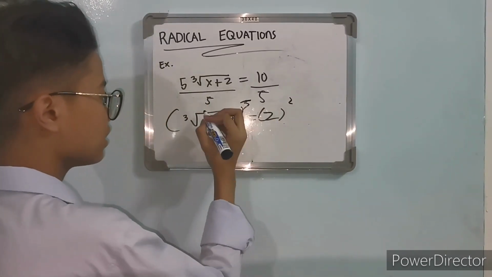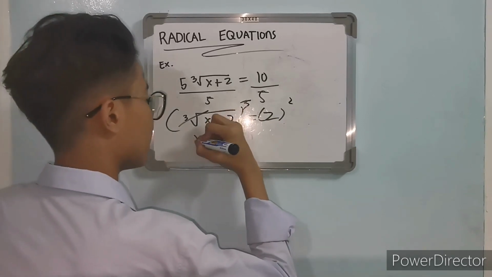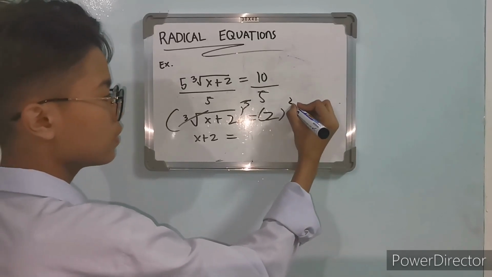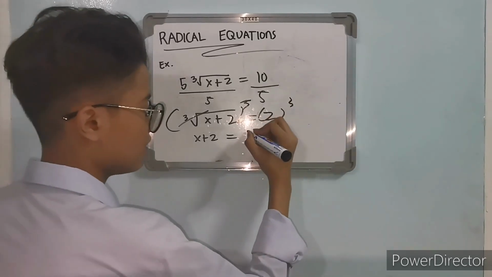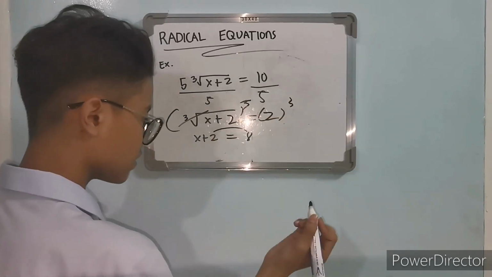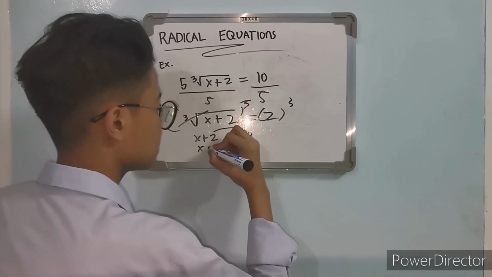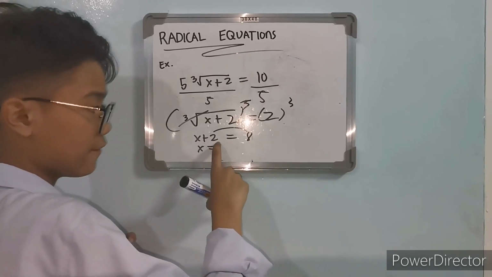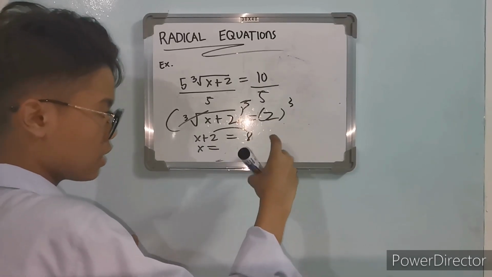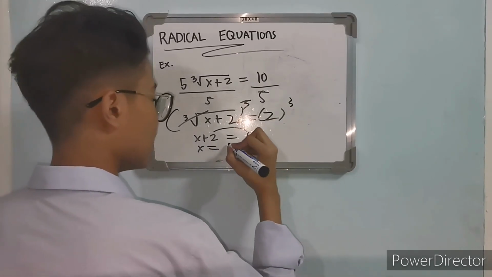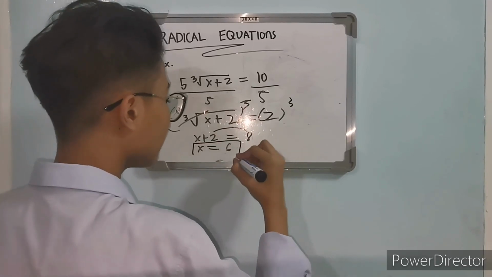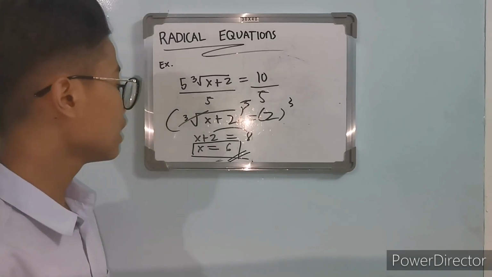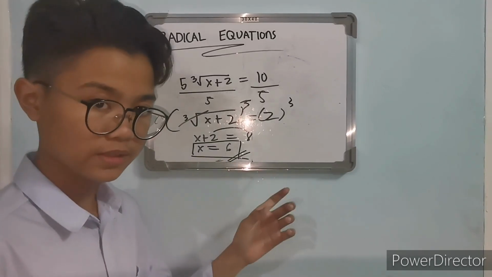So this 3 cancels out this. So we're left with x plus 2 is equals to 2 cubed, which is 2 times 2 times 2, which is 8. If we combine like terms, we get x is equal to, when this is transposed, it becomes a negative. So it becomes 8 minus 2. And 8 minus 2 is 6. So the final answer for this final example is x equals 6.